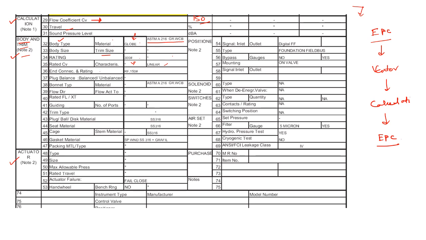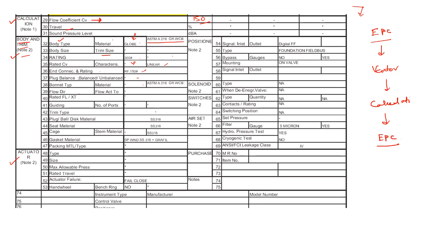Then end connection and rating. This is raised face flange and 150 pound. Plug balance, balanced or unbalanced, is also not written. It is left for the vendor to decide whether a balanced or unbalanced plug is required. Then bonnet type. What is the bonnet type and what is the material that has been mentioned. What is the flow direction? What is the FL or XT?